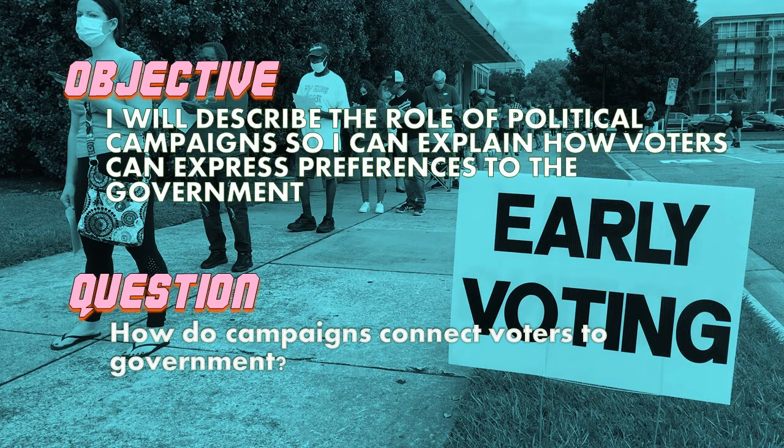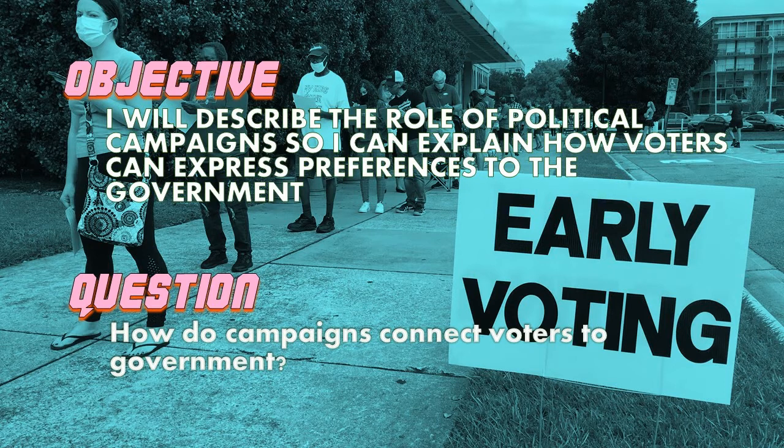Our objective today, we're running out of objectives. I hope you guys are appreciating these. Today, we are going to describe the role of political campaigns. We're going to talk about campaigns and what they do and their approaches to reach people. We need to be able to explain how voters can express their preferences to the government.